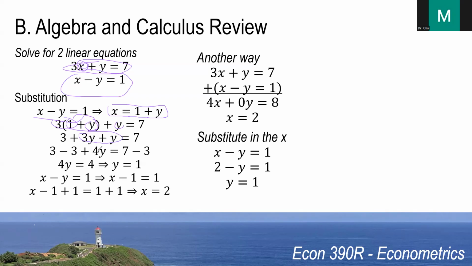We're going to have y on one side. Let's take 3 away from both sides. Remember, what you do to one side, you do to the other. You're left with 4y equals 4. Divide both sides by 4, y equals 1.